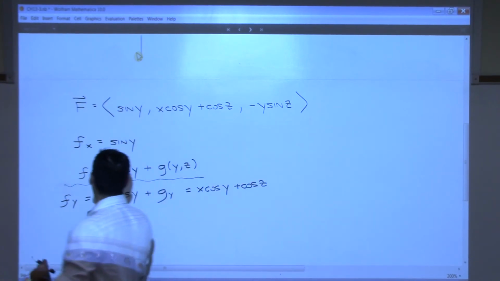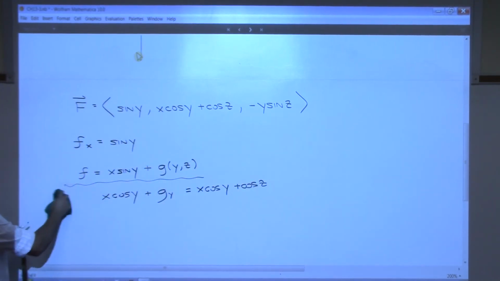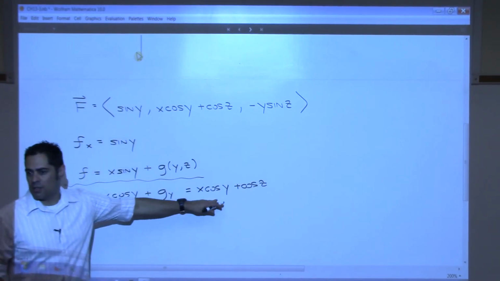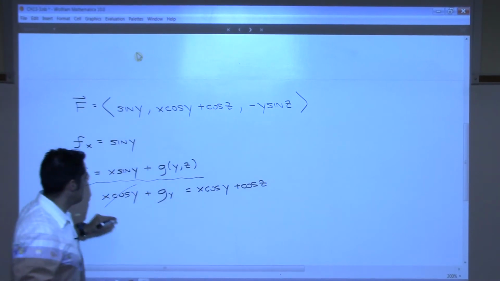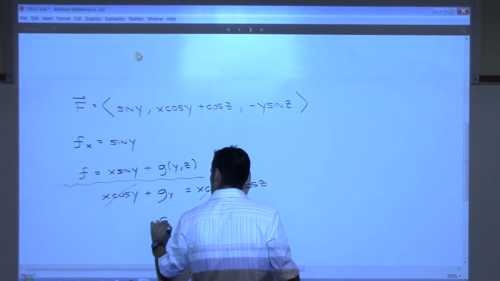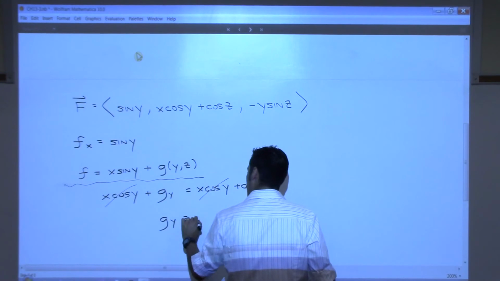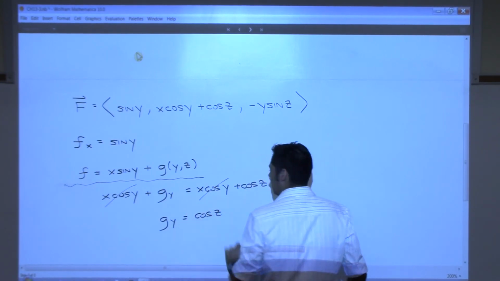I don't like having this at the front, only because I have an equation, and I'm going to work both sides of it. I don't like to have a string of equations and do that. But as long as everyone understands where these two pieces came from, right? All right, these cancel. And then you get g sub y equals cosine z.